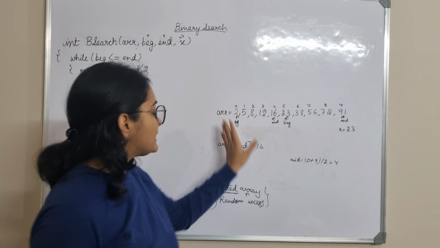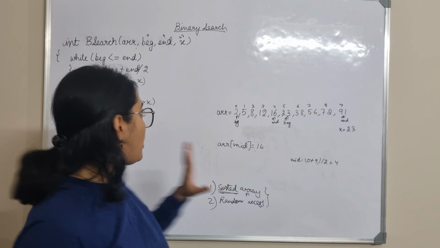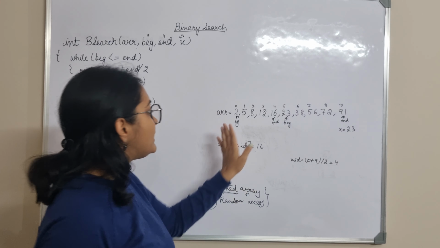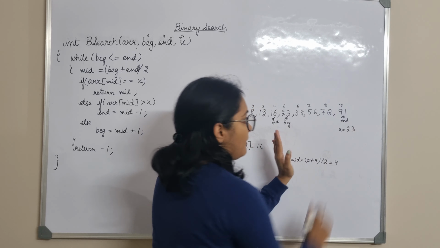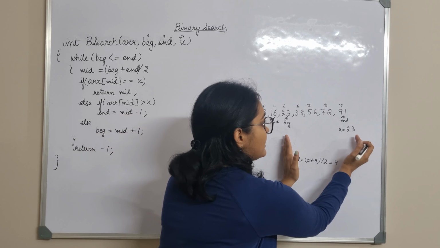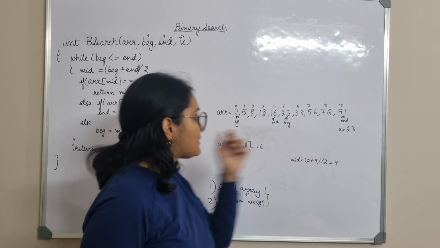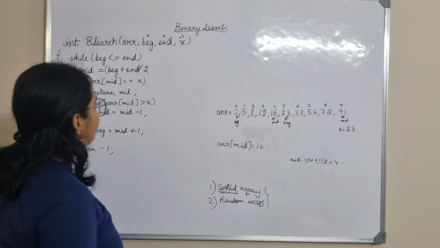Now what is happening? It has done some constant time comparison, and now it is saying that we have to search here. Beginning is equal to mid plus 1. We have to search here. Now the search space has reduced to this. Okay. Now let's move forward.